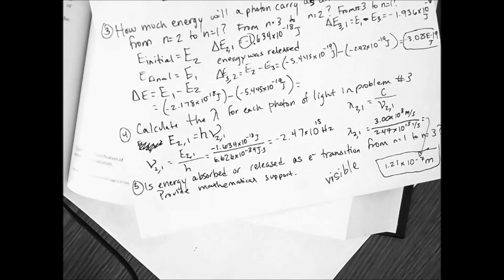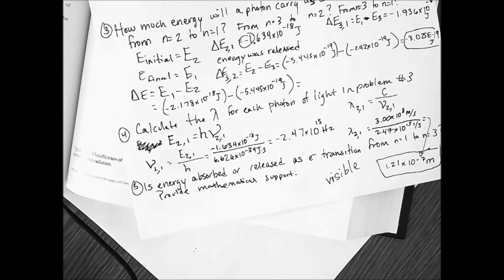For the last question, you would do that same process for the other transitions, but for time, I'm not going to do them all because they all do the same thing. Even though this looks very complicated and difficult because there's a lot of calculations, once you do one, you repeat the same process for all of them. Okay. The last question I asked is: is energy absorbed or released as you go from the first ring to the third ring?